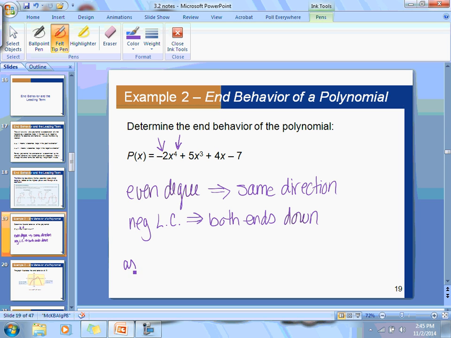You could say that as x goes to negative infinity, y is going to go to negative infinity. And as x goes to positive infinity, y is going to go to negative infinity. So that's the mathematical way to abbreviate what we have written up here. Both ends are going down, so the y values that we get out are going to be negative, and that's true for all the positive values of x and all the negative values of x that we would put into the function.